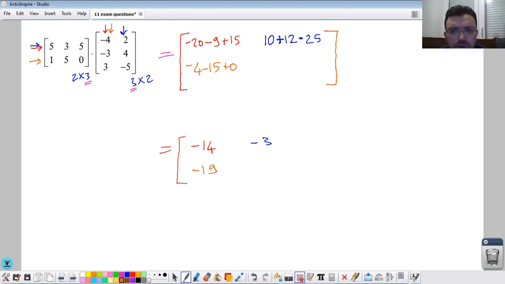Now we go for the next place. Second row and second column. Second row numbers, yes, I do have. Second column numbers, yes, I do have that. So firstly, the beginning ones, 1 times 2. Then the middle ones, 5 times the middle in here, 4, 20.